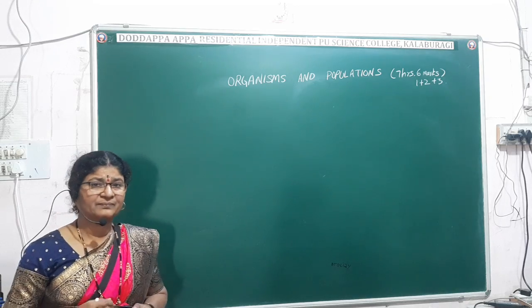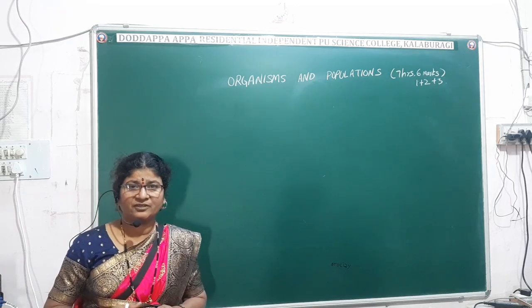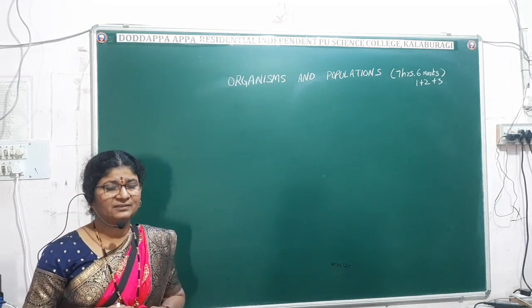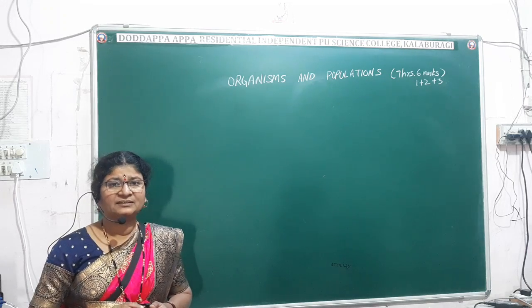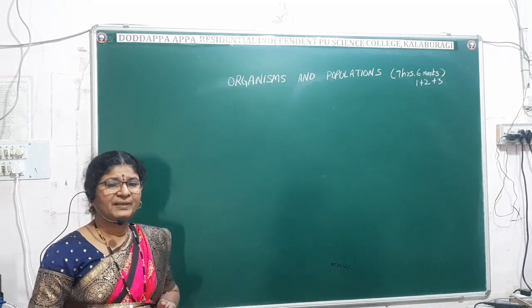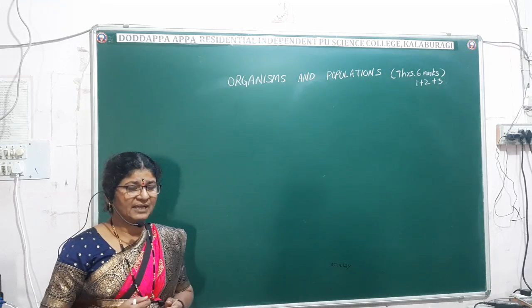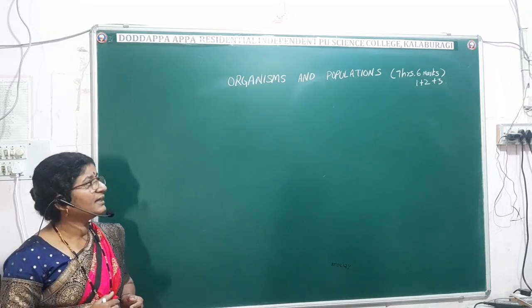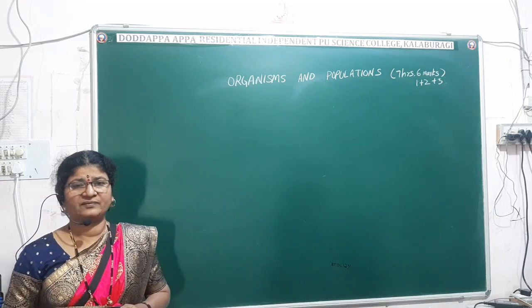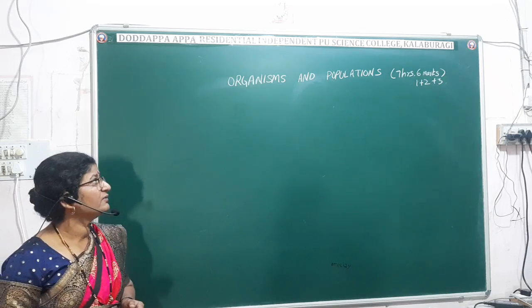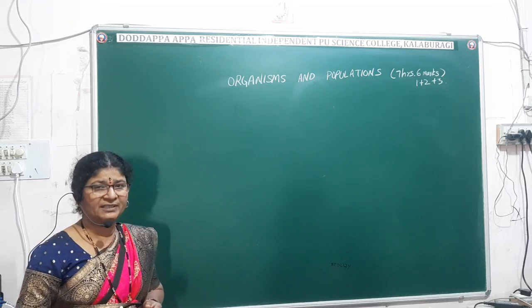And this time, because of COVID, 2 chapters have been deleted from this unit. That is ecosystem and environmental issues. They are deleted. So we will be discussing only 2 chapters from this unit: organisms and population and biodiversity and its conservation. Today let me begin with organisms and population.